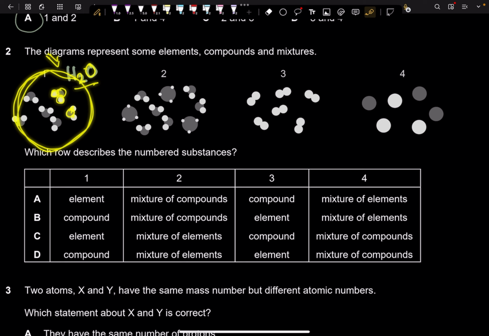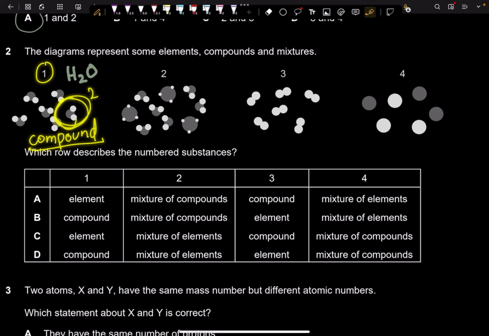Then I can successfully say that this one is also a compound. Because all particles are of the same type and they're made up of 1 or more elements. We can see 2 elements over here. That is why option 1 is a compound. Don't confuse it with anything else.